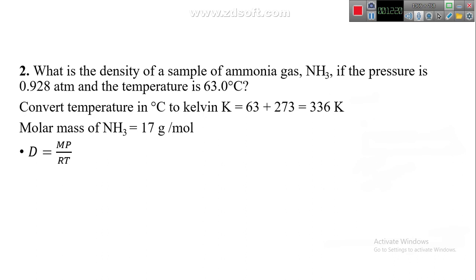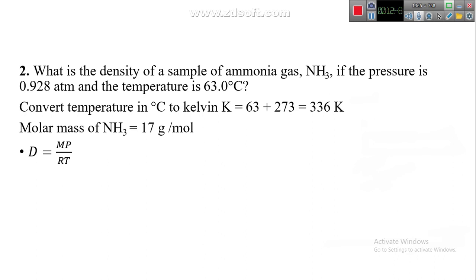The atomic mass for nitrogen is 14, and for hydrogen is equal to 1. Then the molar mass is equal to 17 gram per mole. Density is equal to MP over RT.